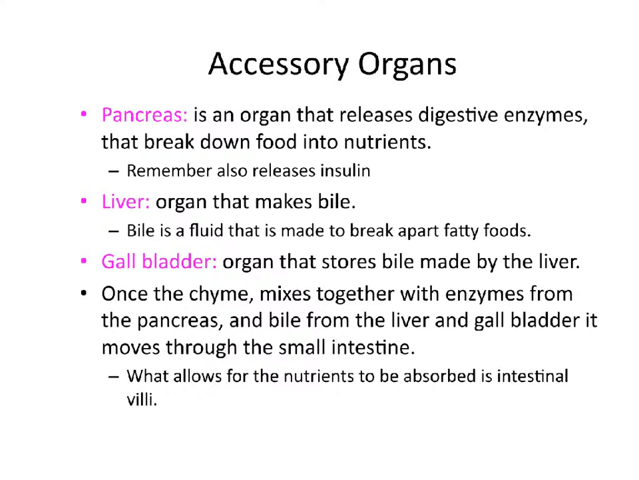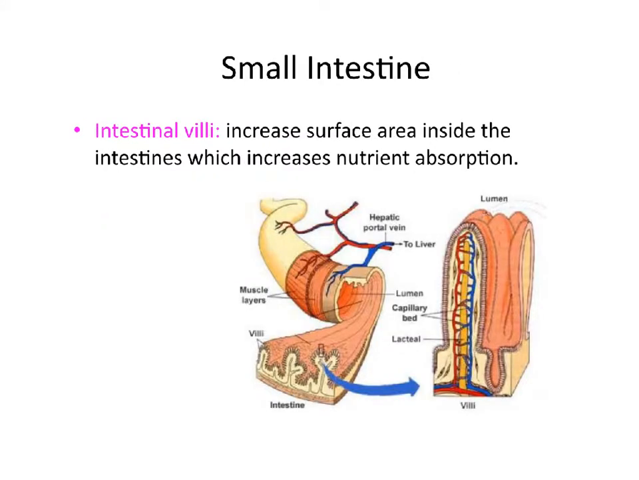Your liver, on top of filtering blood as part of your circulatory system, removing toxins, also makes a substance called bile. Bile is a fluid that's really good and used for breaking apart fatty foods. Okay, and so bile is what emulsifies the fat. It breaks the fat down into smaller pieces. So chyme mixes together with those enzymes and the bile, and it moves into the small intestine. And now we're going to be looking at the nutrient absorption.